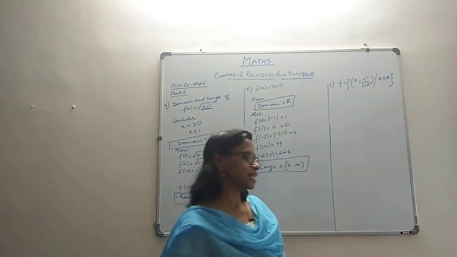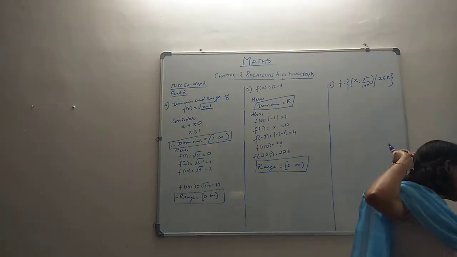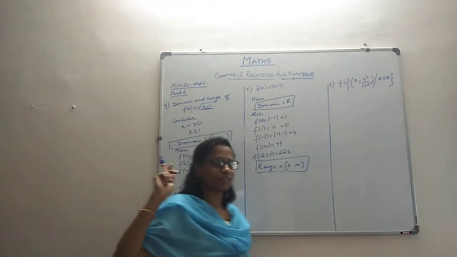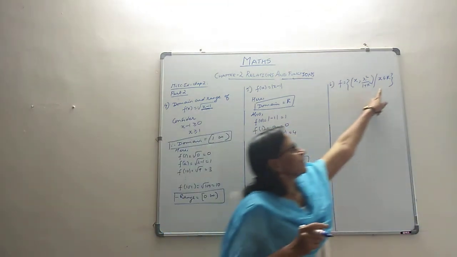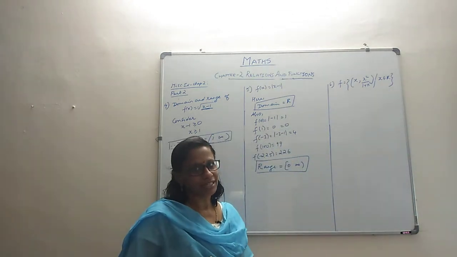We quickly move to the sixth question. In the sixth question, they give us a function on the board, and they have luckily asked us to only find the range. Why? Because the domain is given. They have told us that the domain is the entire real number line. You have to find out what the range is.